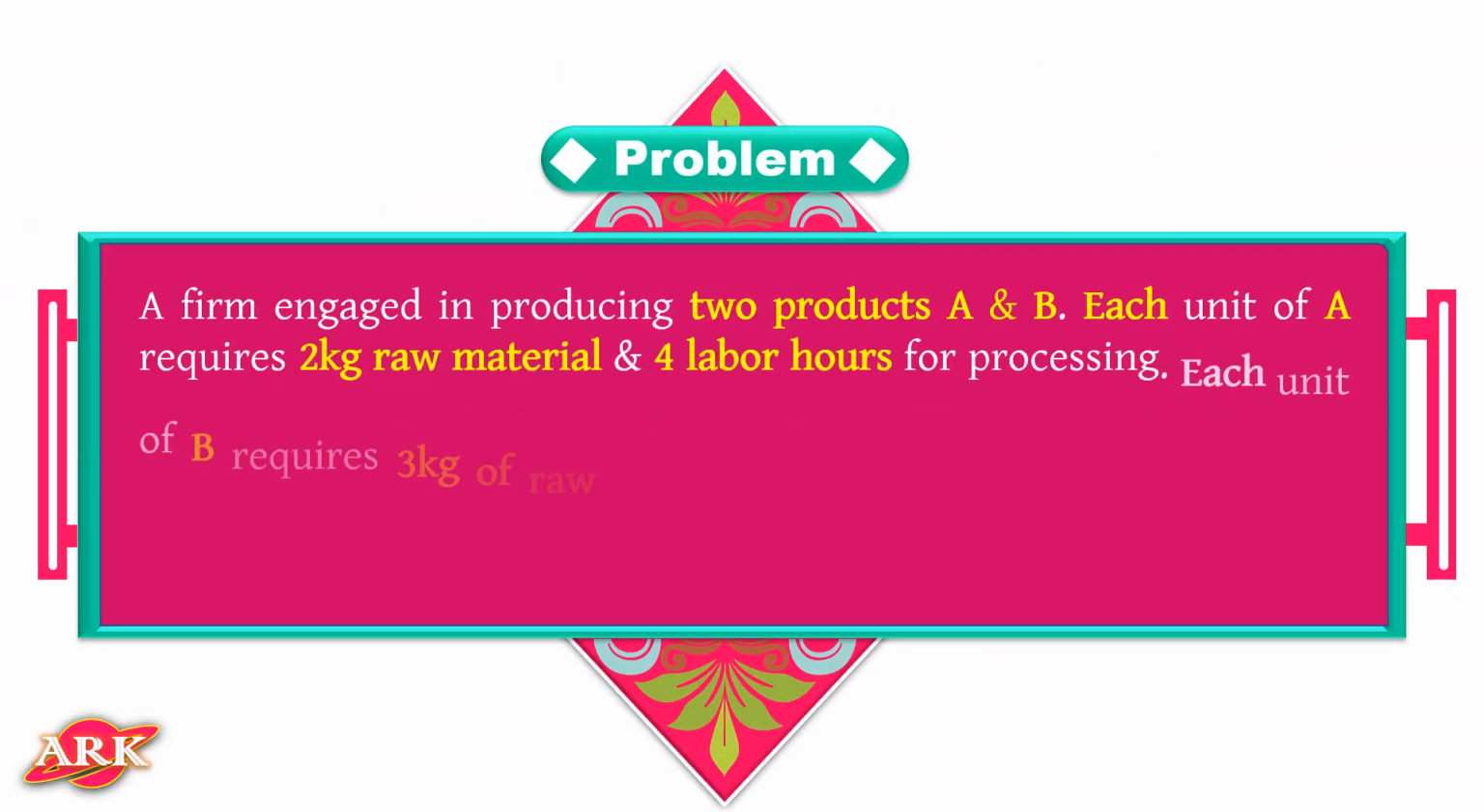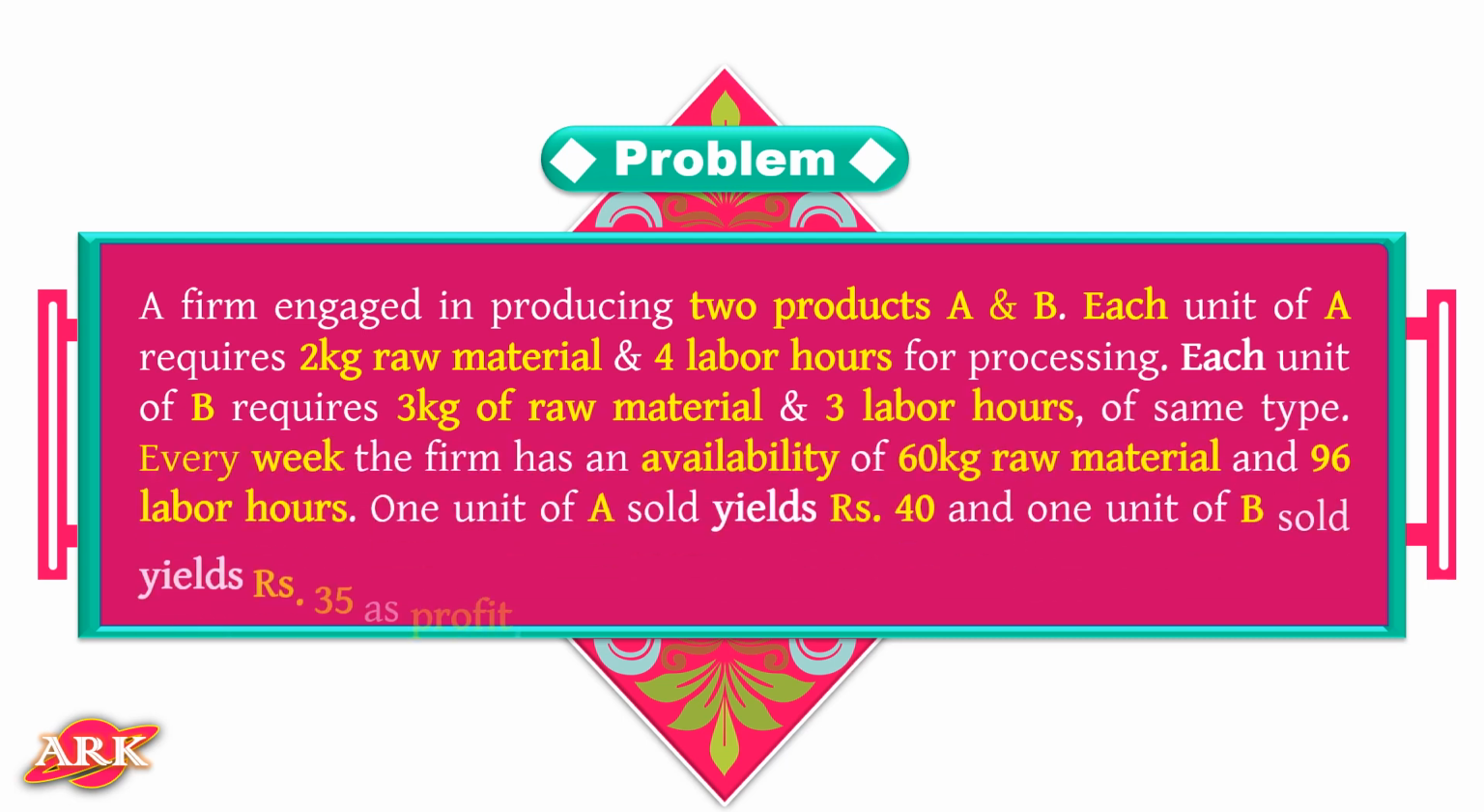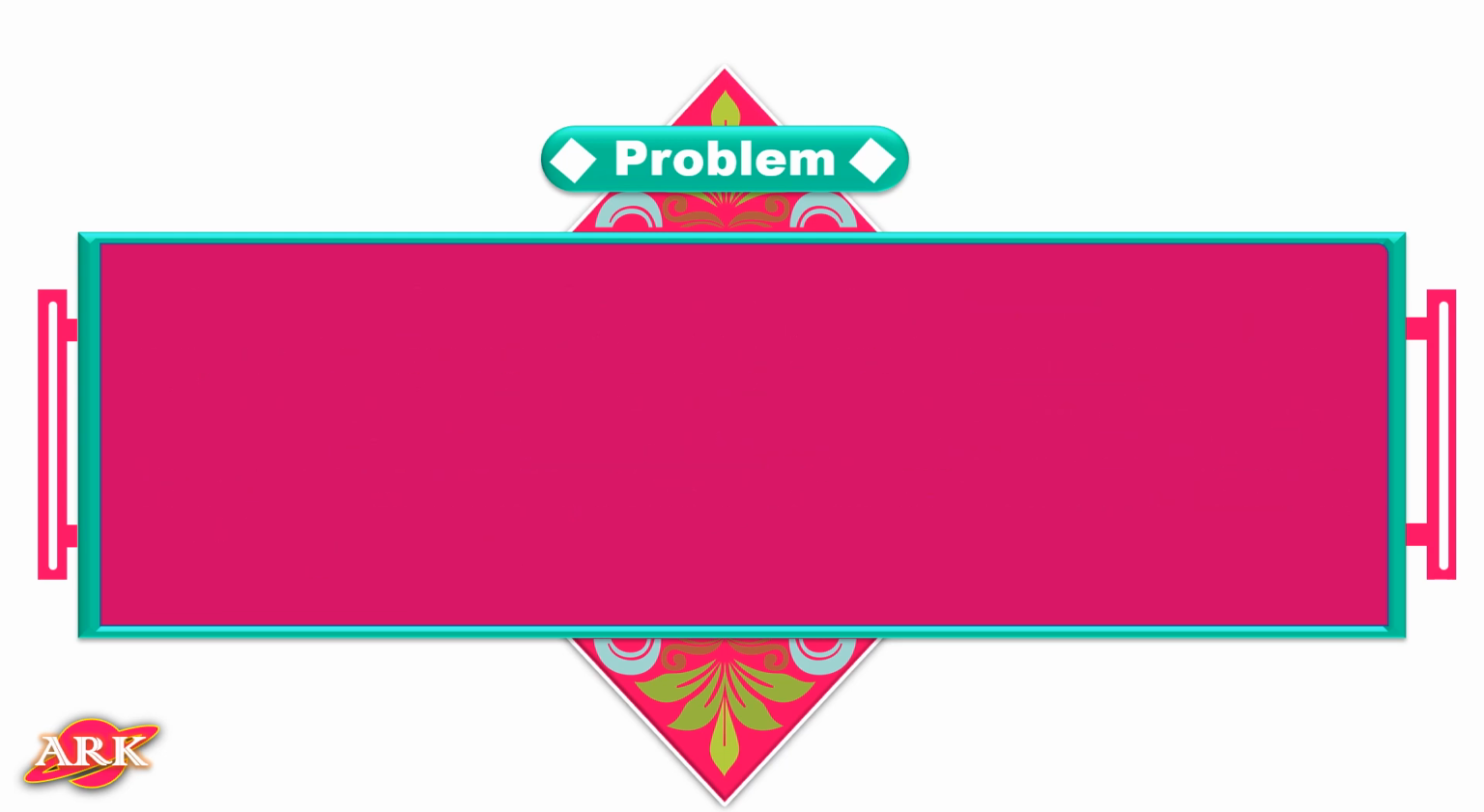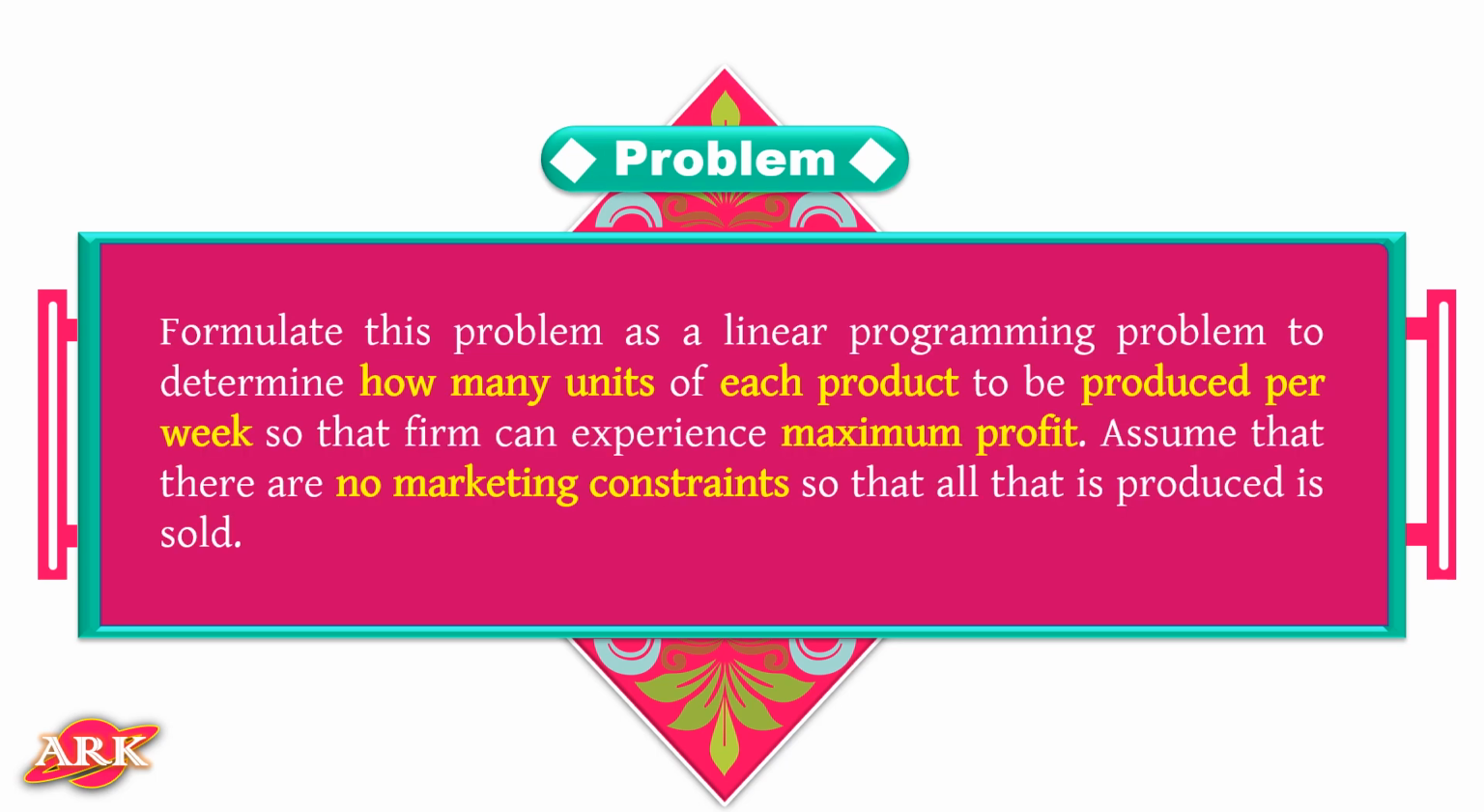Here comes the problem. A firm producing two products A and B. A requires 2 kg raw material and 4 laborers, and B requires 3 kg raw material and 3 laborers. But only 60 kg raw material and 96 laborers are available for a week. If 1 unit of A is sold, 40 rupees will be the profit. If 1 unit of B is sold, 35 rupees is the profit. Formulate this problem into linear programming, and then we need to determine how many units of each product to be produced per week to experience maximum profit.